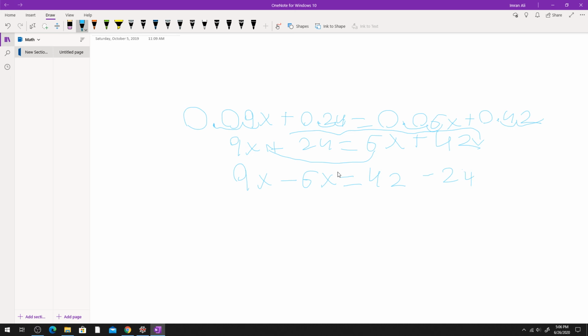Okay, so this is easy. 9x minus 6x is 3x. 42 minus 24. Let's just do that right here real quick. Okay, so that's 18. 18 divided by 3 is 6. Inverse operation, x equals 6. There you go. So those were a little harder than the last video I did. Definitely gonna do more on these in the future.